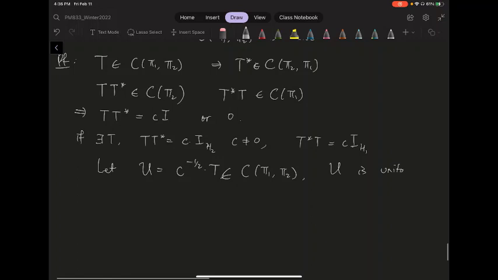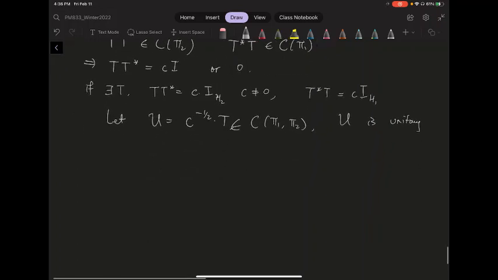Just because you take u star and u star u, they're both equal to the identity, okay? So of course, in the second case, you now find a unitary, so they're going to be unitarily equivalent. Okay, so in this case, we have pi1 is unitarily equivalent to pi2.